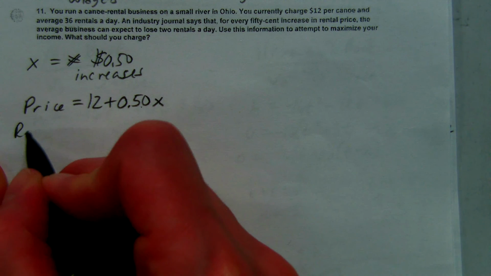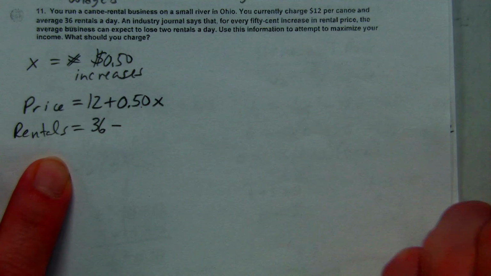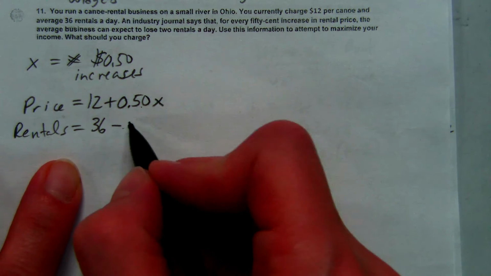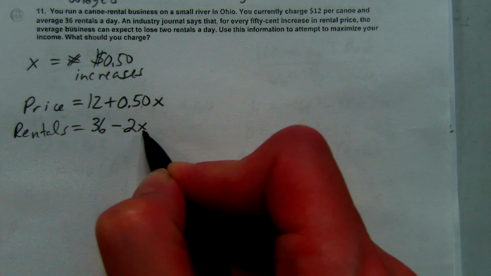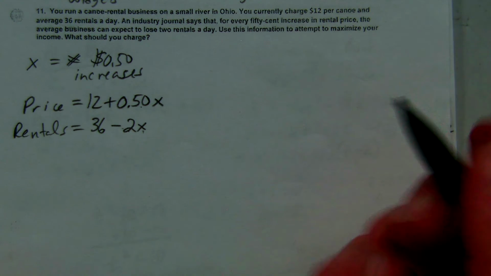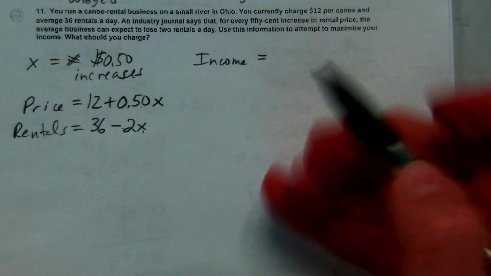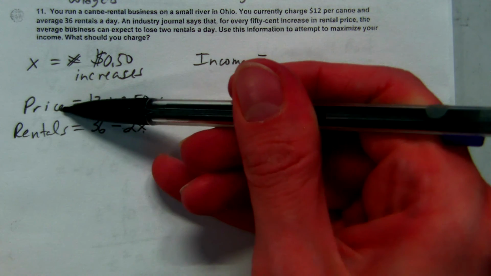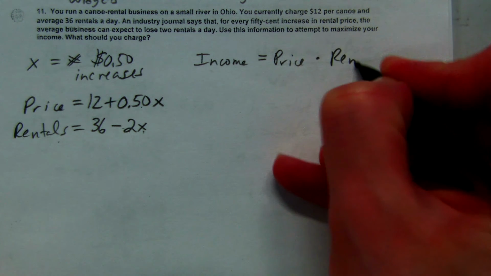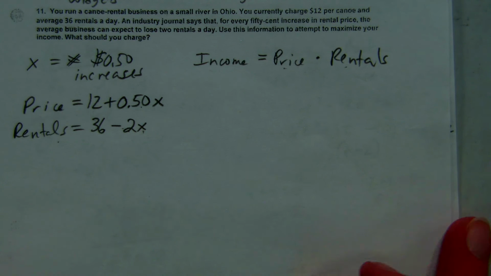Okay, your rentals right now are 36, but it tells us that you're going to lose 2 per day for every 50 cents it goes up. So it's going to be 2 per every 50-cent increase, so minus 2x. Okay, so your income, what you're actually bringing in that we're trying to maximize, is whatever you're charging for the price times how many rentals you're doing, right? Price times rentals.